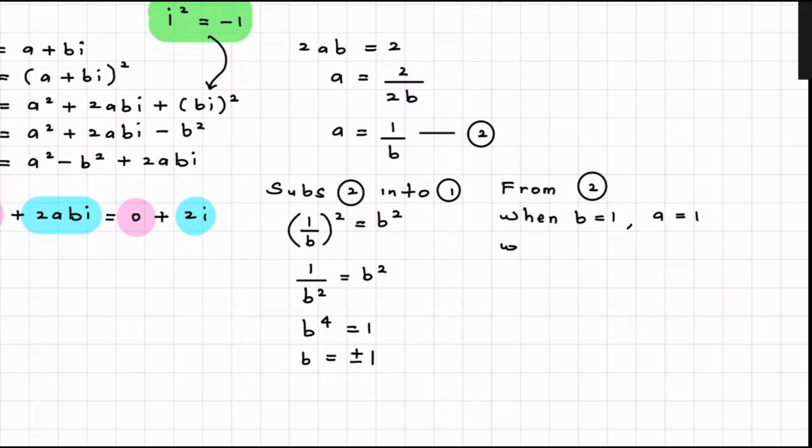So when your b is -1, I'm going to put -1 here. So 1 over -1 will be -1. So your a will be -1. So understand now. So I think we already have the answer already, guys. This is our answer. So b is 1, a is 1, b is -1, a is -1.